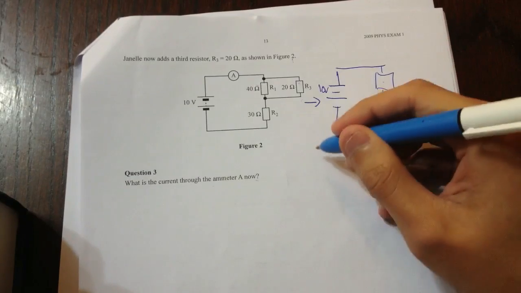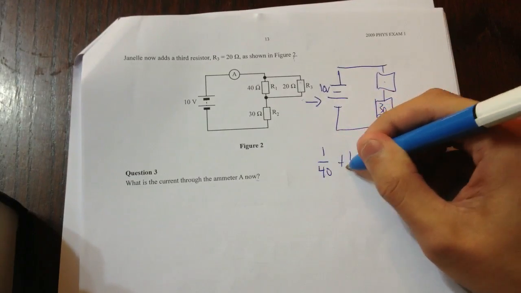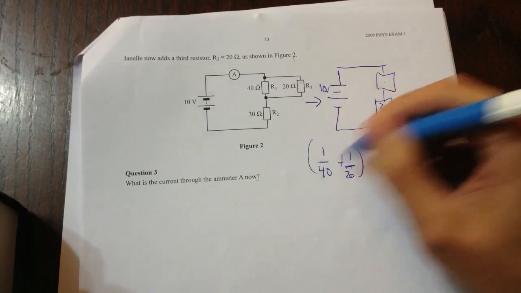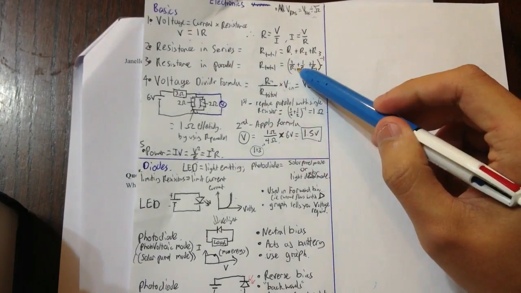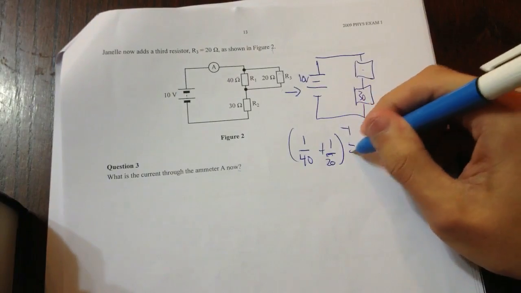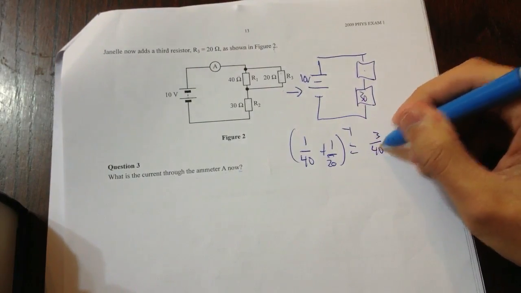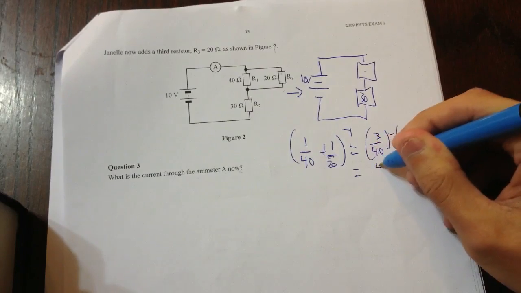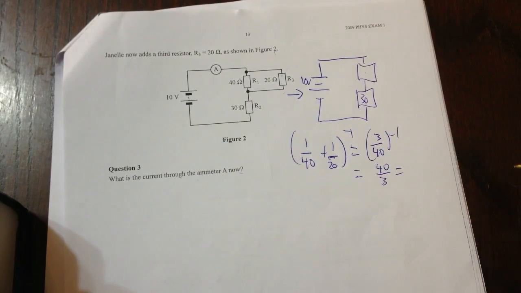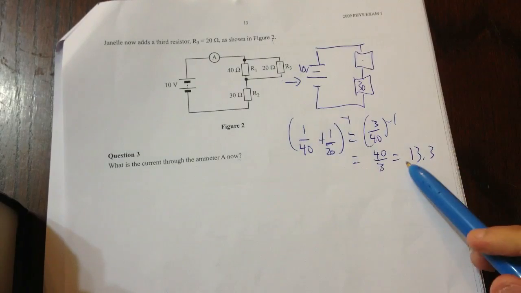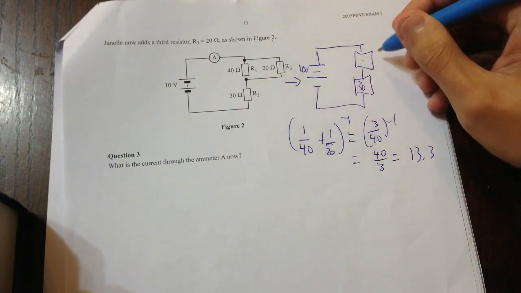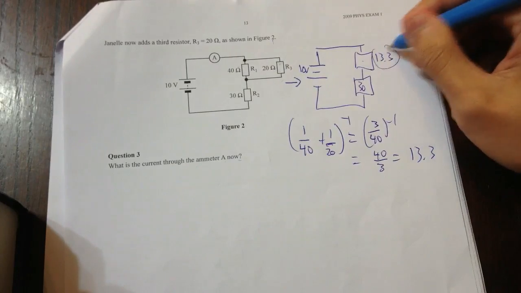Okay, so this one will be 1 on 40 plus 1 on 20, all to the minus 1, as stated by our resistance in parallel formula, because they're in parallel. That equals 3 on 40 to the minus 1, which is 40 on 3, which equals 13.3. Okay. Now that we have the voltage and the resistance, it's much easier.